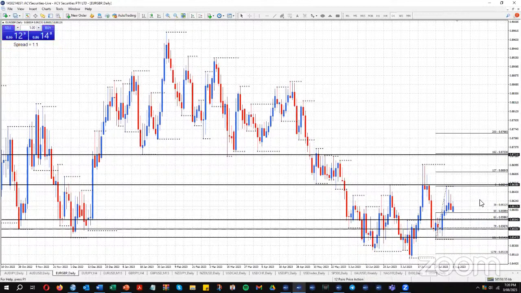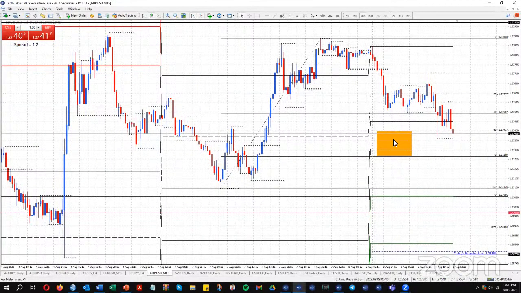Still rather range bound. Euro pound can get rather range bound. So look to see where the outer areas of clear support and clear resistance are, and look to trade at those levels. All right, let's get into the pound.